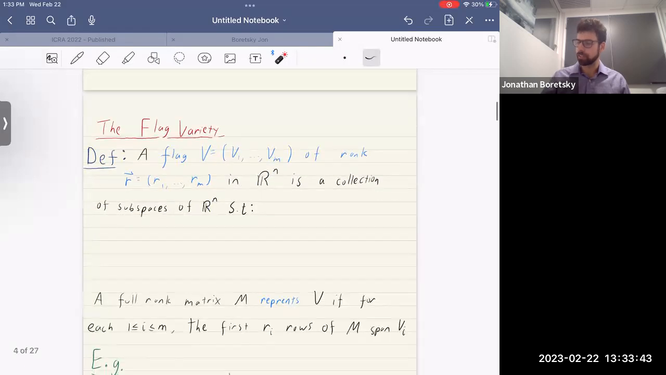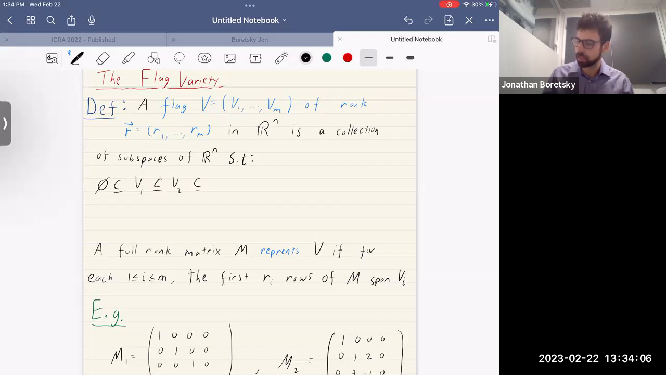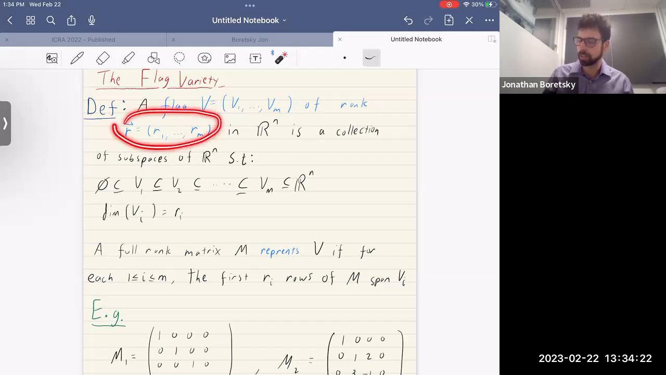So first, let's start with the flag variety. A flag of subspaces, V, is a collection of subspaces in R^n such that each subspace is contained in the next one. So we've got to have that the empty set is a subset of V1, which is a subset of V2, and so on, all the way up to Vm, which should be a subset of our entire space R^n. And we should also have that the dimension of each subspace is tracked by the rank. So the dimension of Vi should be Ri, where Ri is the ith entry of this rank vector.